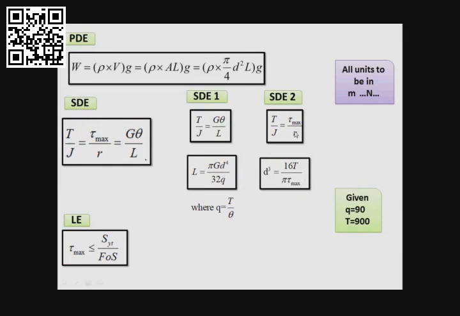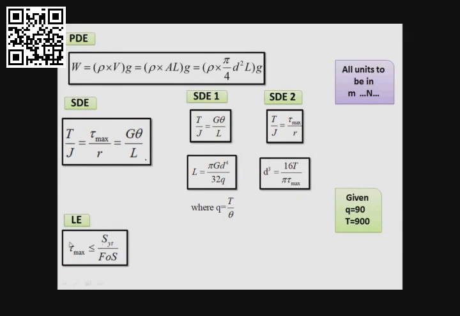Instead of R, it is d by 2, diameter upon 2, it is radius. R is equal to d upon 2, J is equal to pi d raised to 4 upon 32. If you substitute that, we are going to get this equation. So these are the secondary design equations.